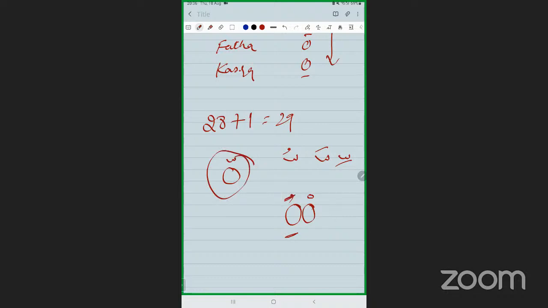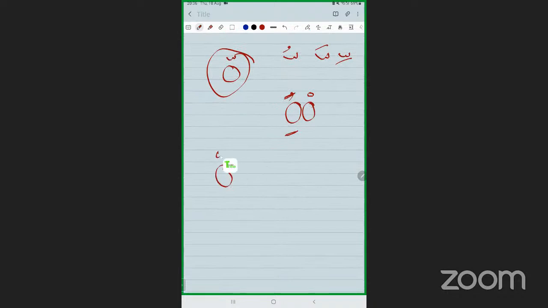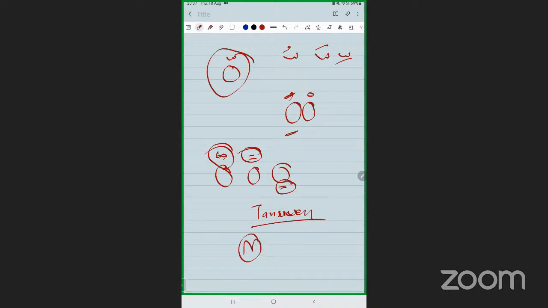Then there are other diacritical markings: dhammatain, fathatain, kasratain, or in Urdu you call it do pesh, do zabar, do zer. The actual name is tanween. Tanween of dhamma, tanween of fatha, tanween of kasra, or call them kasratain, dhammatain, fathatain, whatever. What is tanween? Tanween is nothing but the addition of one noon.